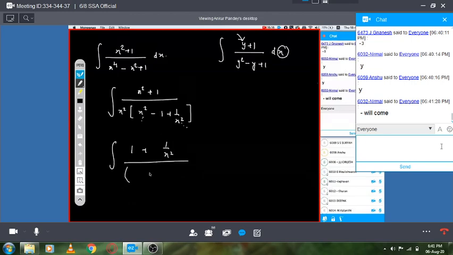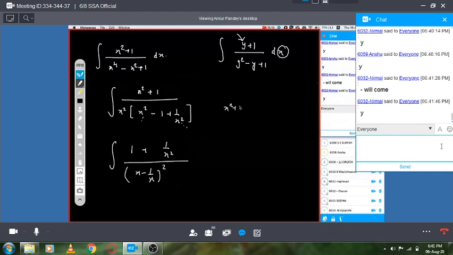I can also write x square plus 1 by x square as x minus 1 by x whole square. Can I write that? Then it will come minus 2. So if I expand this, it will be x square plus 1 by x square minus 2. But I want only minus 1, so it should be plus 1. Clear? Now it is better.